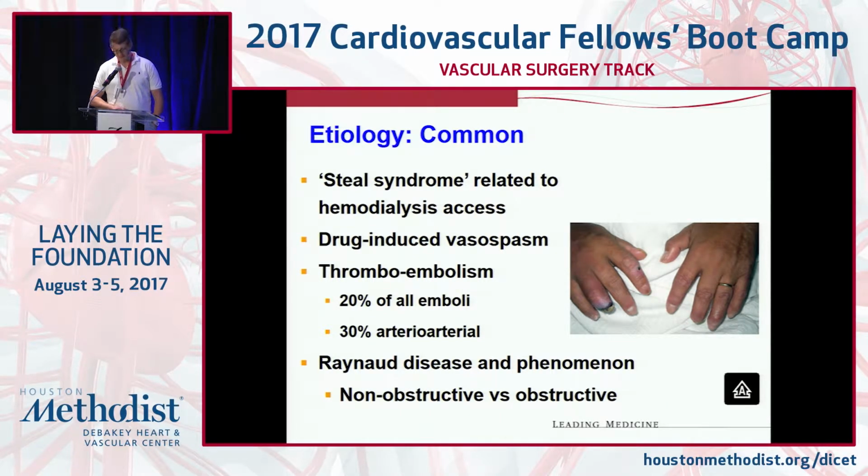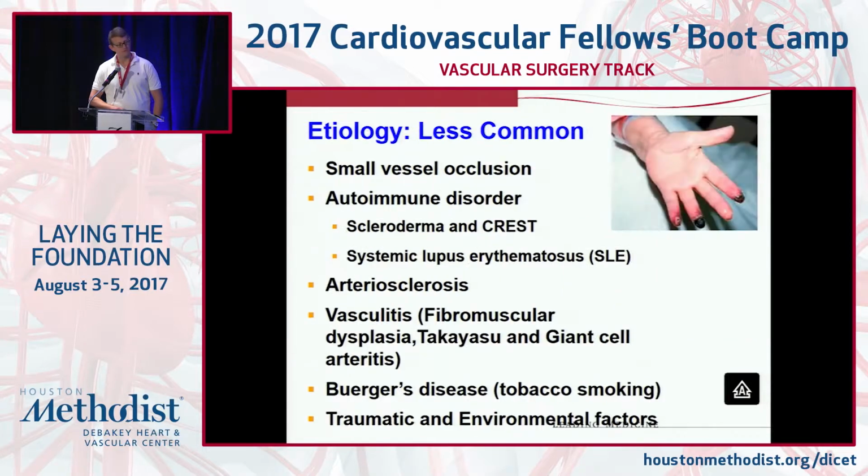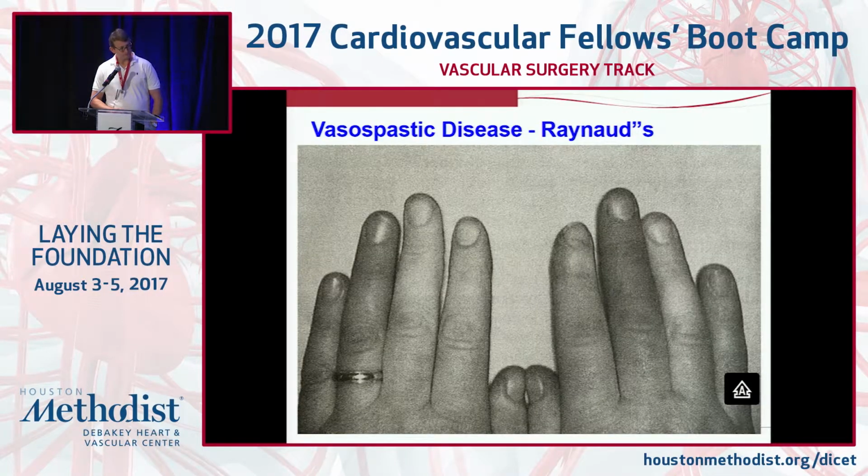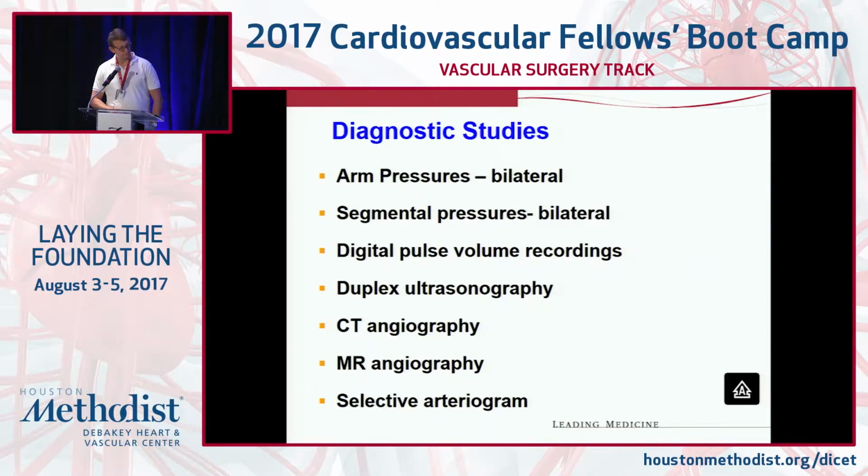So those are the four major categories when you see people with tissue loss and ulcers of the hand in your office. Less commonly, you're going to see autoimmune conditions, although you will see Buerger's disease, and we'll talk a little bit about that. As Dr. Matos alluded to, the history and examination are crucial. You can learn a lot from a detailed and careful pulse examination and from the pattern of the ulceration and the pattern of the tissue loss. He's already shown better color pictures of Raynaud's.